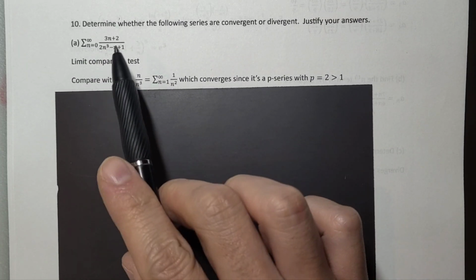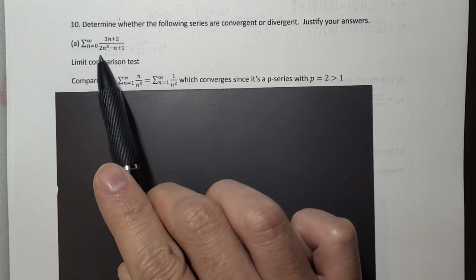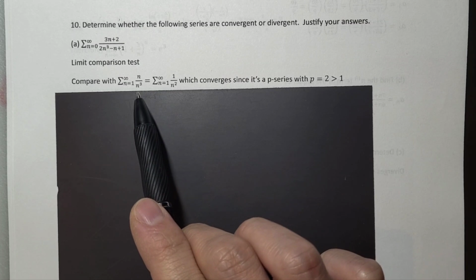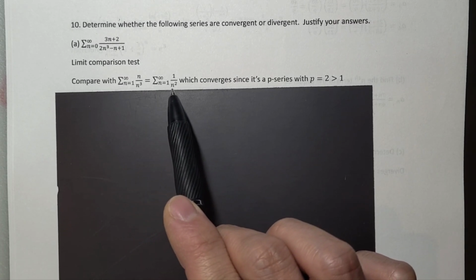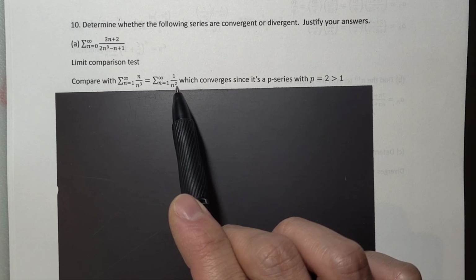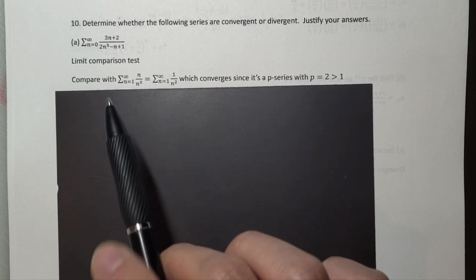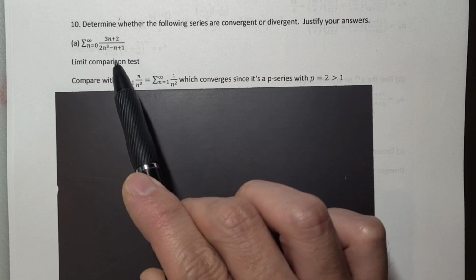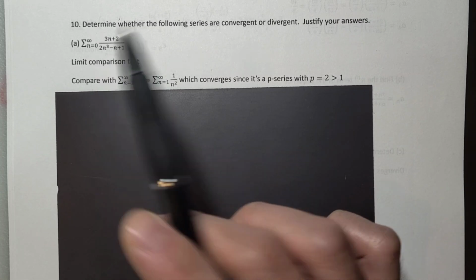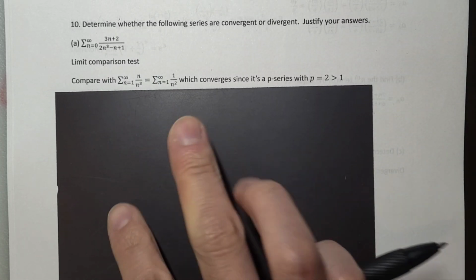We pick the biggest degree on the top and the biggest degree on the bottom, n cubed. You choose that to be a series, which simplifies to 1 over n squared. We know this converges since it's a p-series with p equals 2, which is greater than 1. Okay? I think I said this in an earlier problem. The coefficients don't matter. You don't need to move them in here. You could if you want to, but you don't need to.